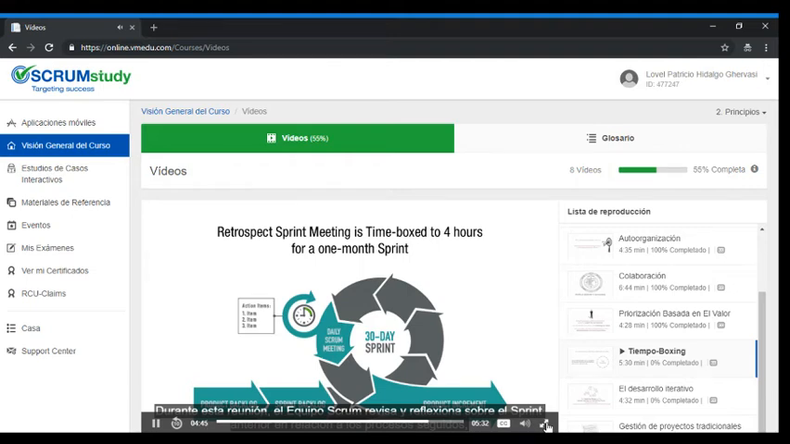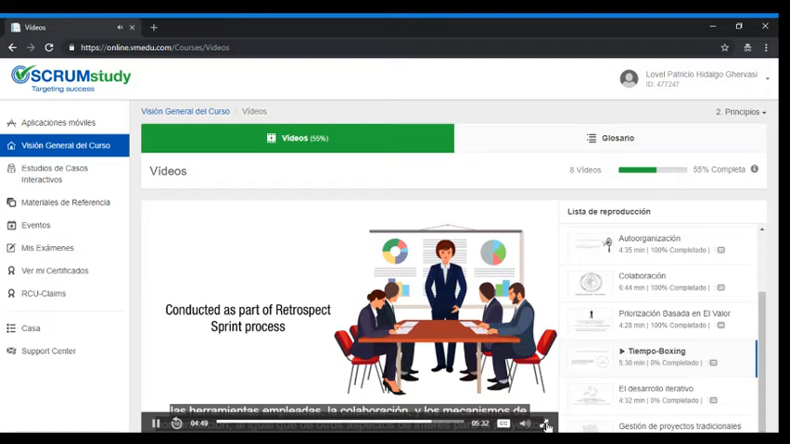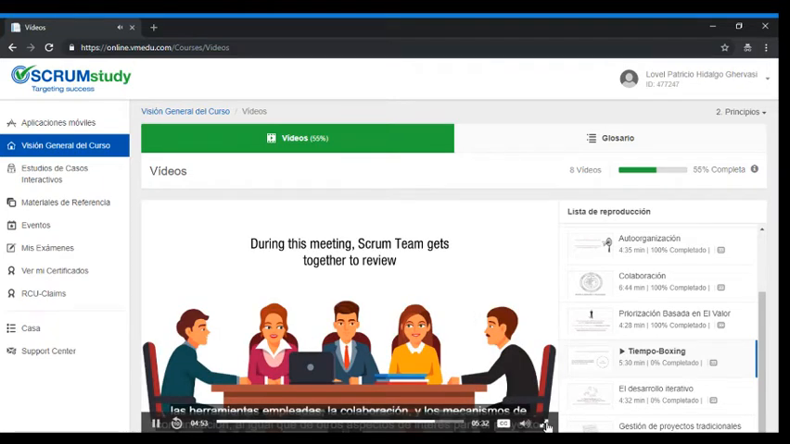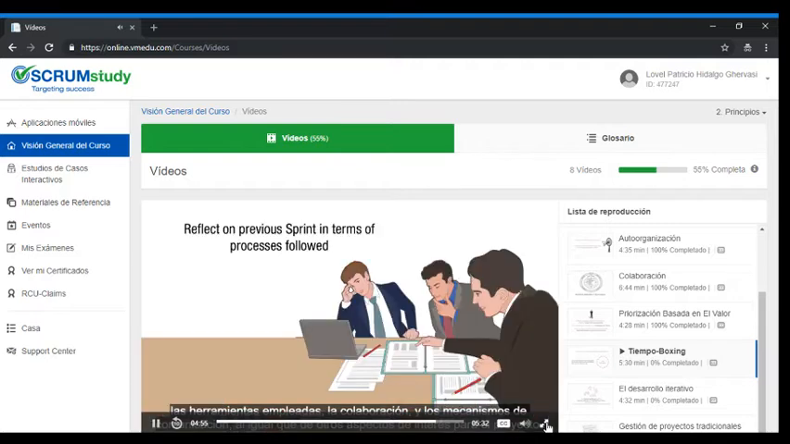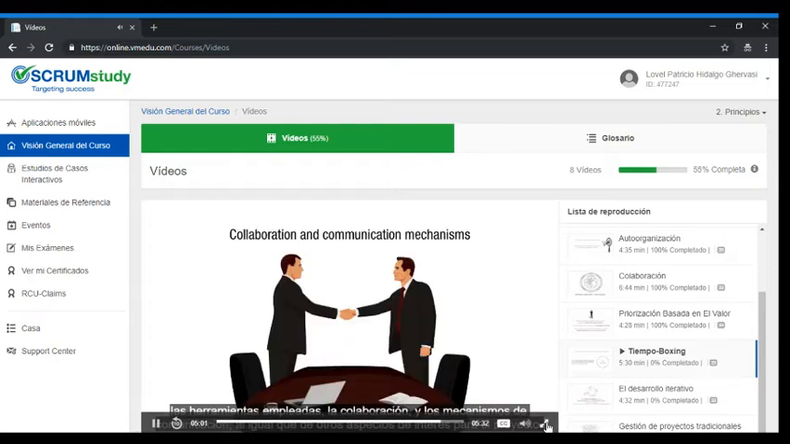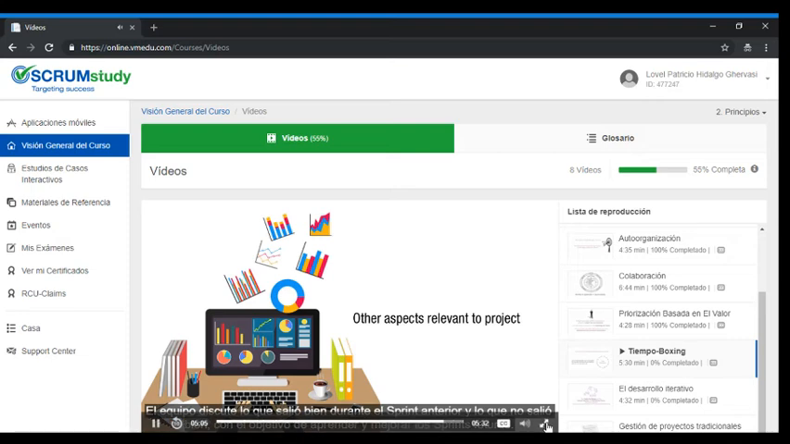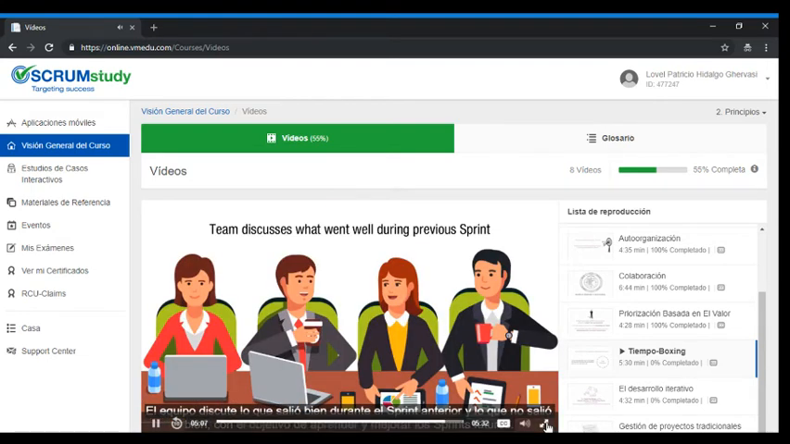Retrospect Sprint Meeting. The Retrospect Sprint Meeting is time-boxed to 4 hours for a 1-month sprint and is conducted as part of the Retrospect Sprint process. During this meeting, the Scrum team gets together to review and reflect on the previous sprint in terms of the processes followed, tools employed, collaboration and communication mechanisms, and other aspects relevant to the project.